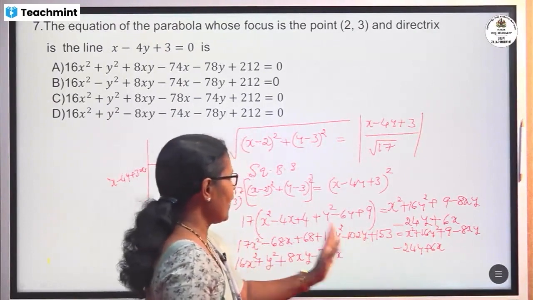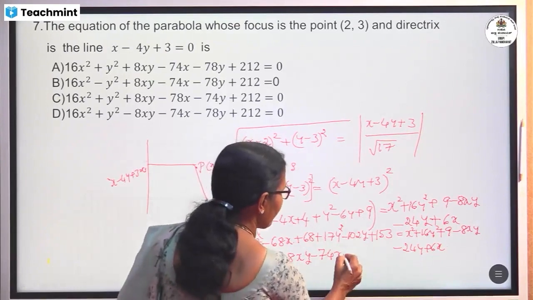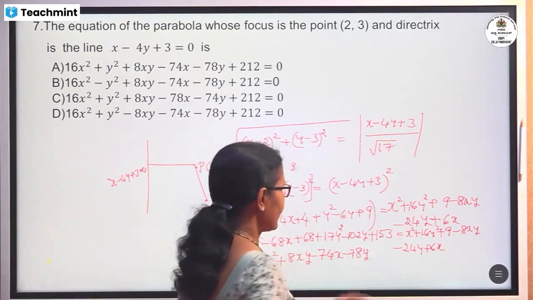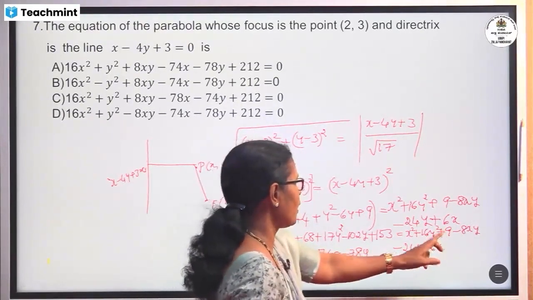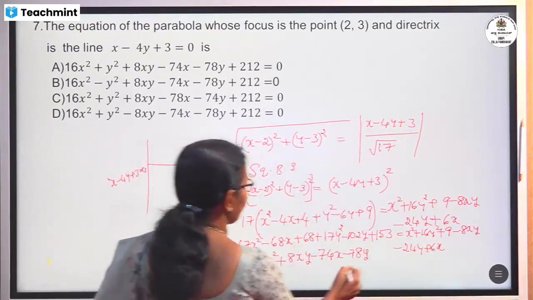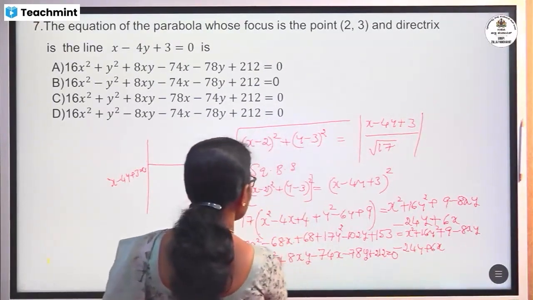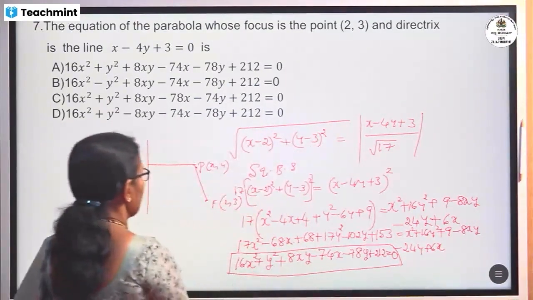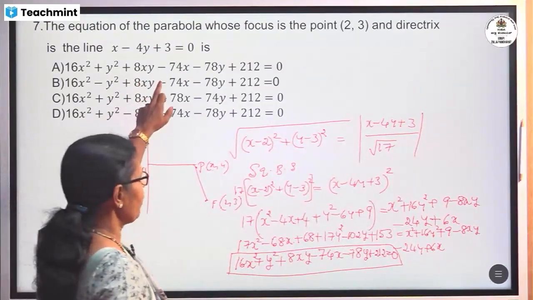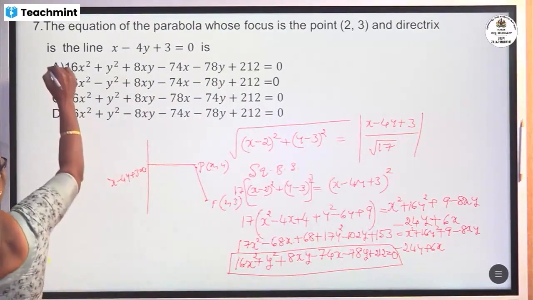When we bring it to left hand side, we get minus 78y. Next 153 minus 9 plus 68. Therefore, we get plus 212 equal to 0. This is the correct answer. So, the option is 16x square plus y square plus 8xy minus 74x minus 78y plus 212 equal to 0. A is the correct answer.